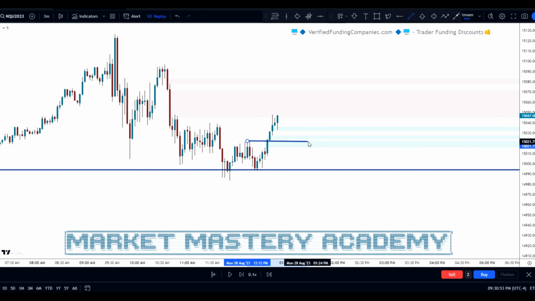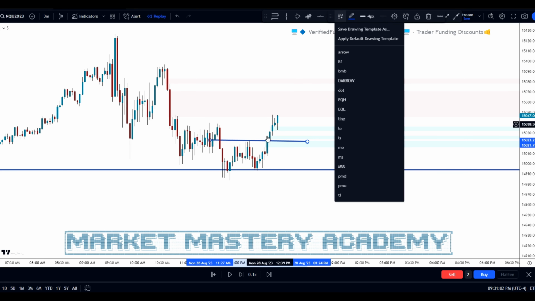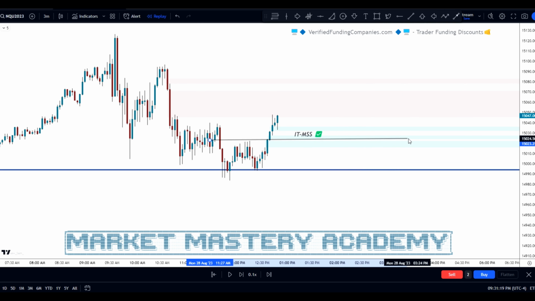Boom. Why is this a market structure shift? We're not going to listen to them other guys, are we? No. Those guys would have said any high and low is a market structure shift. No. We don't play that way. That is ITMSS. Why? Because it filled this fair value gap right here. Boom. Ran it. Boom. Then you wait for a dip down into a fair value gap. Preferably it would have been better if it was down here, but I still think that's a good entry.